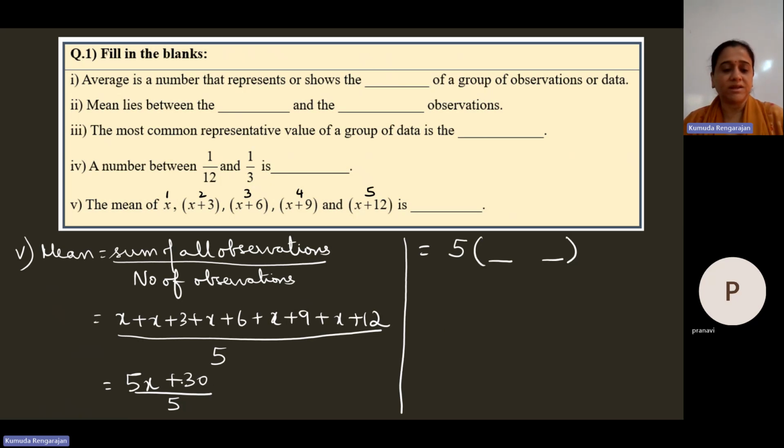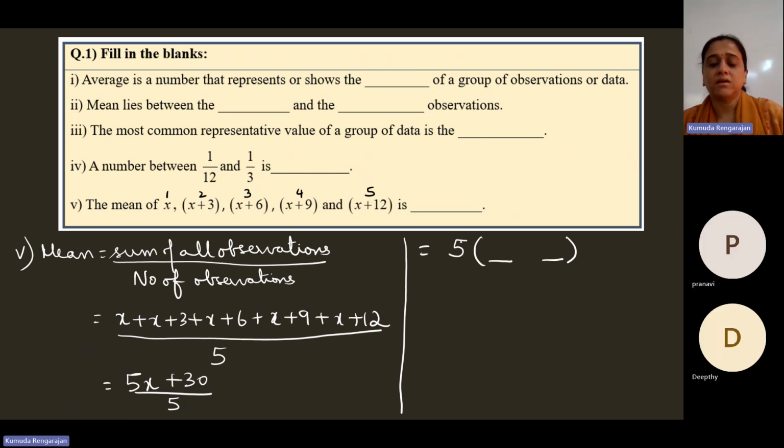Now, what's the connecting sign? Plus. Okay. Now, 5 into what will give you the first term 5x? 5 into x, right? Put that here. X plus 5 multiplied by what will give you 30? 5 into 6 is 30. So put that 6 here.